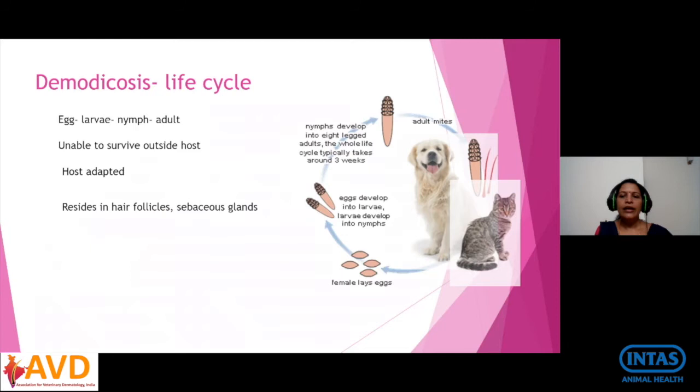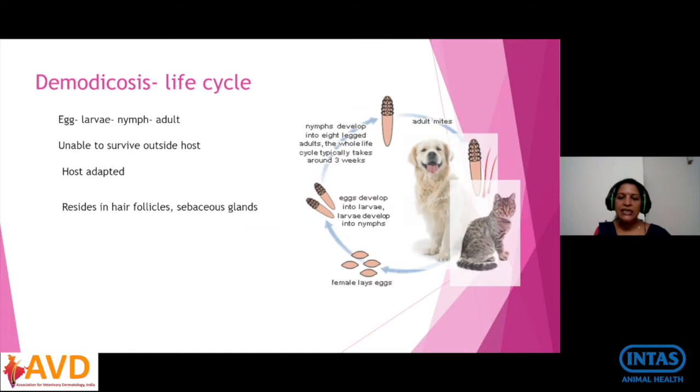Life cycle: it produces adult mites that produce eggs. The egg hatches to form larvae, the larvae develop into nymphs, the nymph is a 6-legged nymph, and then develops into an 8-legged adult. We can see the larva, nymph and adult in the same animal host. It is unable to survive outside the host.